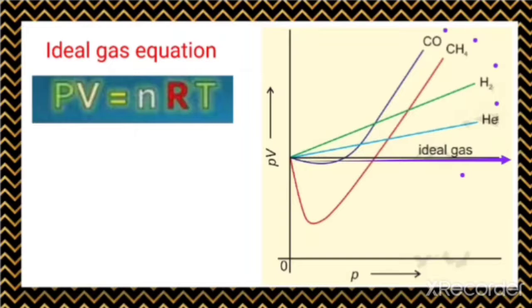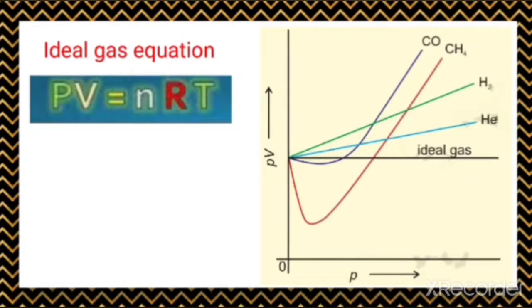But for real gases like carbon monoxide and methane, when you check here, it is not a straight line. It shows a significant deviation from the ideal behavior. Here two types of curves are seen. In the curve for dihydrogen and helium, as the pressure increases, the value of PV also increases. Therefore, its plot shows a significant deviation from the ideal gas plot.